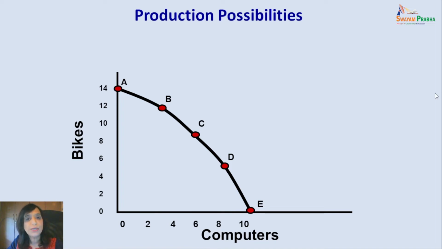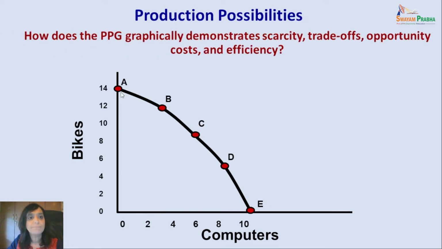That is, it is showing that with the available resources, if the economy wants to produce computers as well as bikes, how much of each can be produced? So this graphically demonstrates. Now, the question is how your production possibility curve demonstrates scarcity, trade-offs, opportunity cost and efficiency. All the points which are lying on this curve mean all the resources which you had in the economy are being efficiently used and everybody is getting employment.